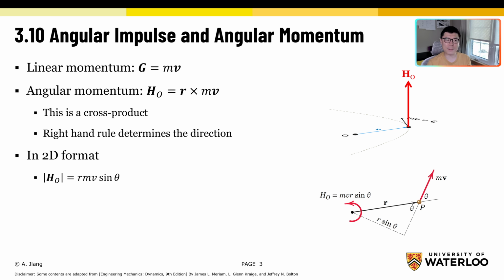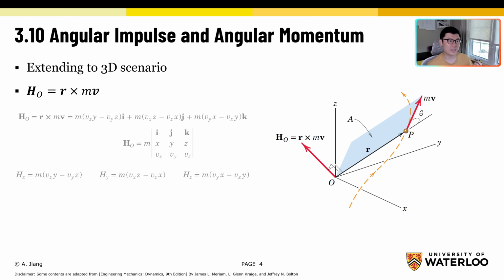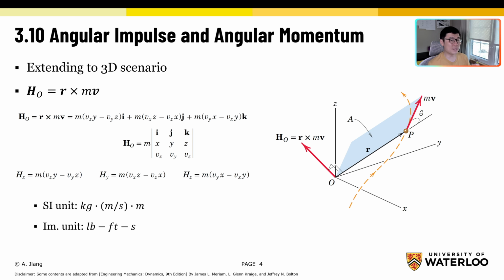If you still remember, the cross product can be written as r m v sin theta, and this is the magnitude of angular momentum. Since we started with this vector form, as long as we can find the vector, this vector can be either in 2D or 3D. In 3D, we will still do the cross product and obtain the angular momentum of each axis. Okay, now we know this can be applied to either 2D or 3D.